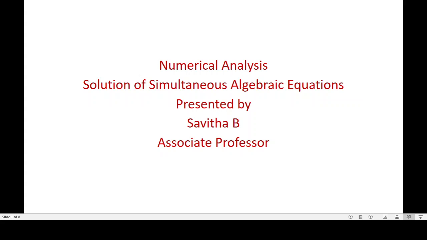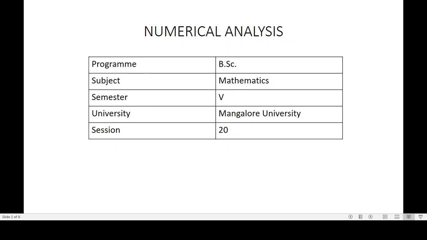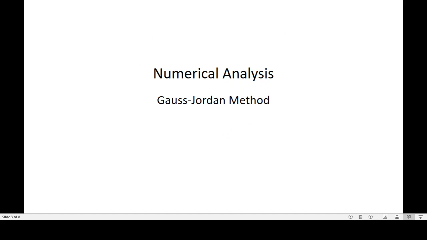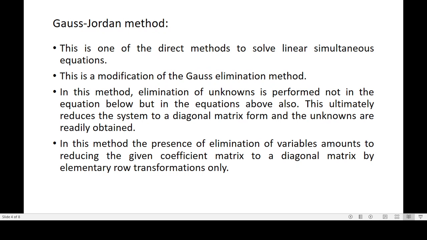In this video, I am going to explain the Gauss Jordan method to find the solution of linear simultaneous equations. This video is useful for 5th semester BSc students. Now, what is the Gauss Jordan method? The Gauss Jordan method is one of the direct methods to find the solution of linear simultaneous equations, and this is a modification of the Gauss elimination method.